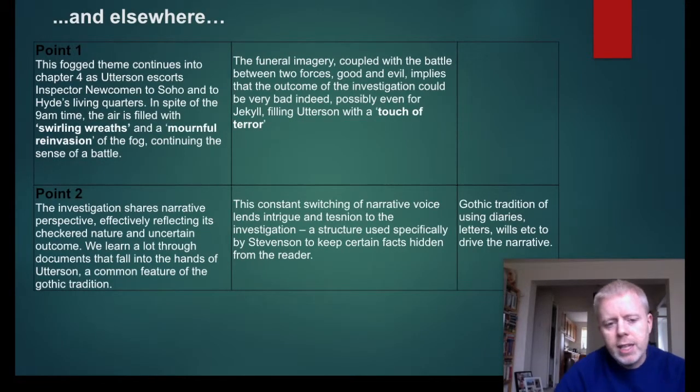Just quickly linking it to other parts in the novella, I've jotted down these two observations, and I do revisit this later on in a lot more detail. But the first one, this fog theme continues into chapter 4 as Utterson escorts Inspector Newcomen to Soho and to Hyde's living quarters. In spite of the 9 AM time, the air is filled with swirling wreaths and a mournful reinvasion of the fog, continuing the sense of a battle.